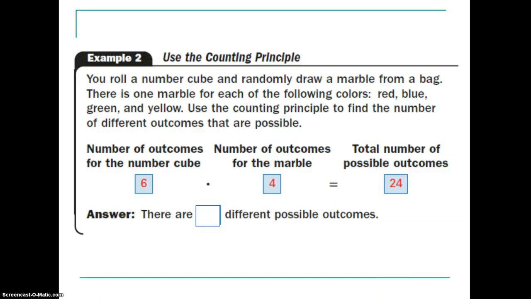Again, you could make a tree diagram. You take 1, 2, 3, 4, 5, 6, and from there you do your red, blue, green, yellow, but you're still going to get the same possibilities of 24.